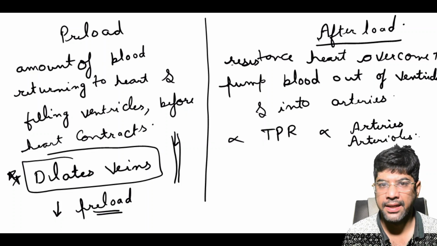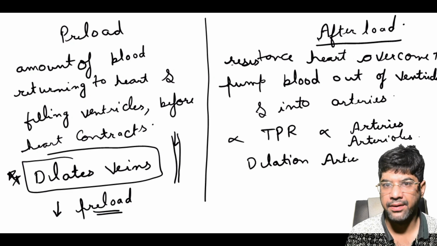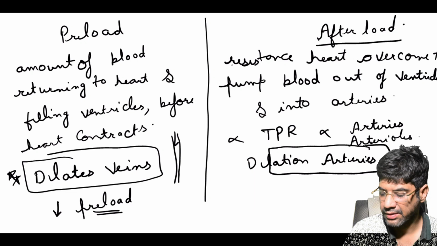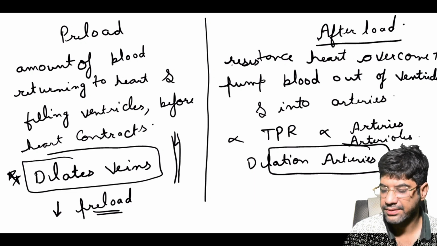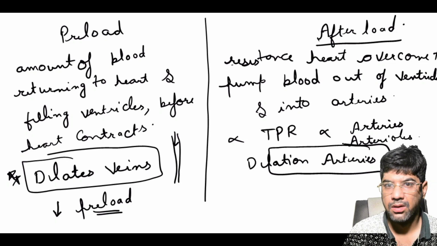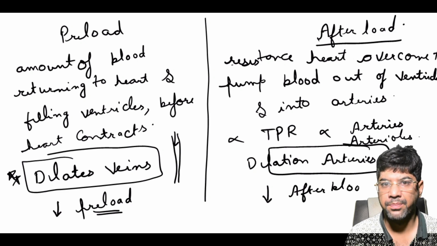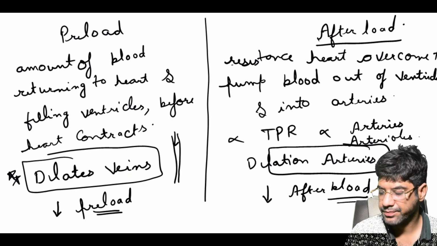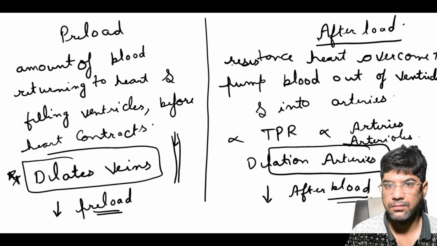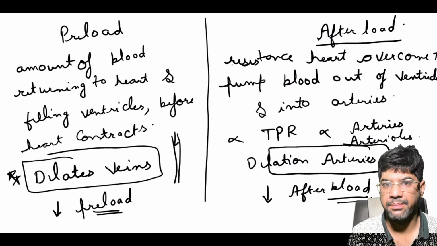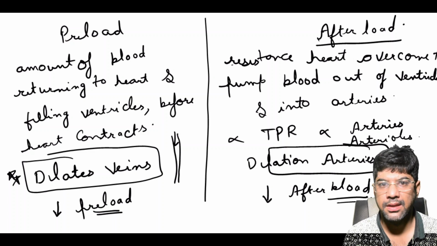Now how do nitrates affect afterload? Nitrates cause some dilation of arteries, although not as much as veins, that reduces the resistance in blood vessels. So when the arteries are dilated, the resistance against which the heart pumps blood is reduced. This lowers the blood pressure and makes it easier for the heart to eject blood, thereby reducing the cardiac workload.